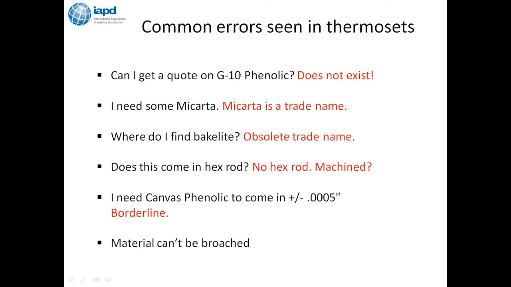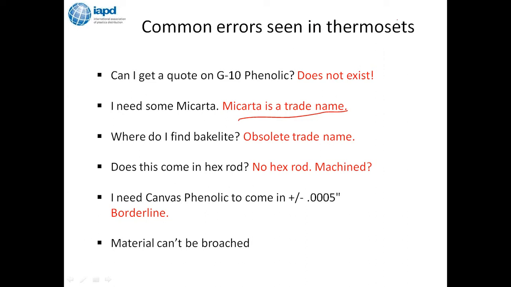Or somebody calls you up and says, I need some Micarta, or it's on a blueprint. Micarta is a trade name. That's like going into a dealership, saying you want a car, and what kind of car do you want? I want a Ford. Well, what type of Ford do you want? So if you ever see that called out with your customer, you're going to have to call them back and say, hey, are you looking for a phenolic? Are you looking for a glass epoxy material?